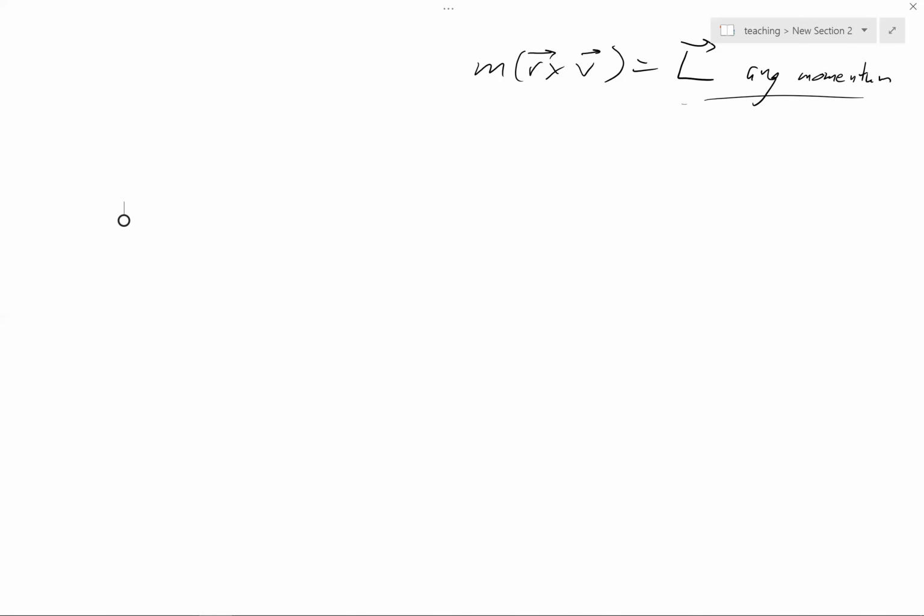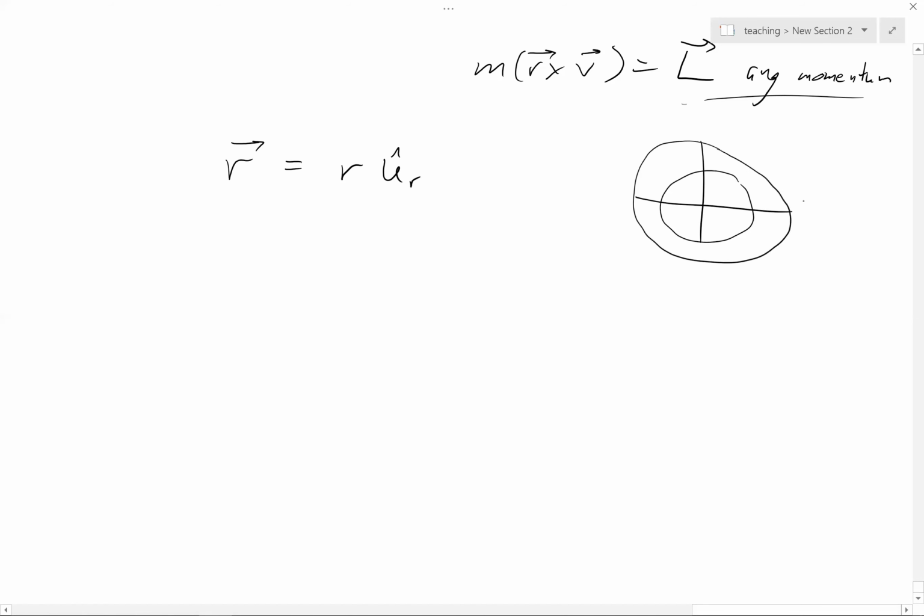To get the first law, we need to remember what position, velocity, and acceleration look like in polar coordinates. Position's easy: r is just r u_r. Remember my polar coordinate system, where my level curves look like circles. u_r is the unit vector in the direction of the radius, and u_theta is in the direction of the angle. So r is just r u_r, no big deal.